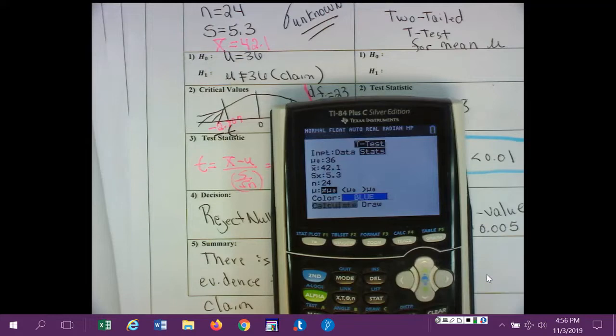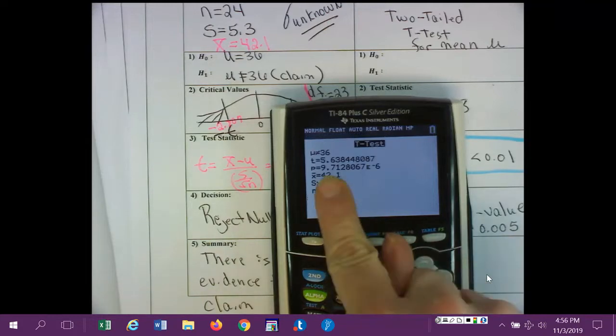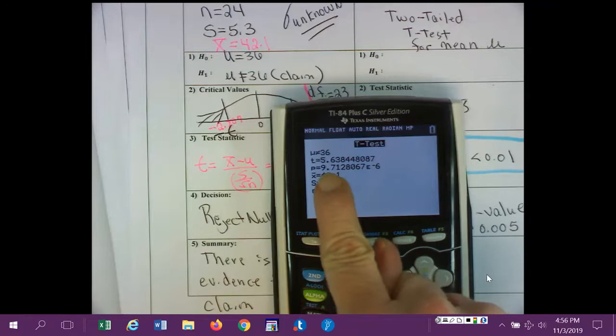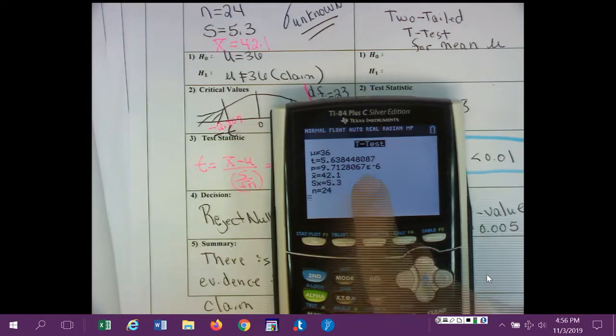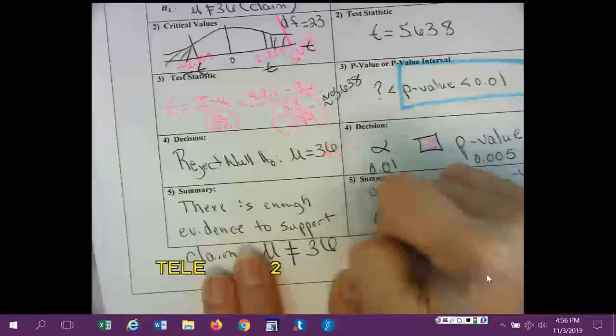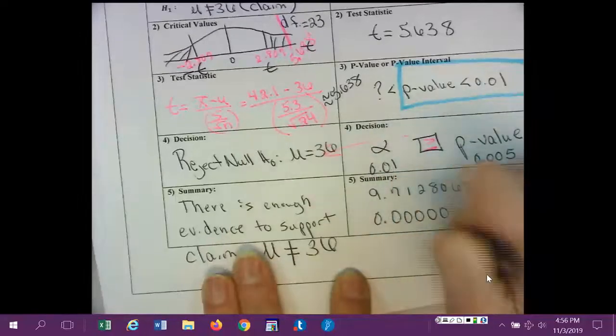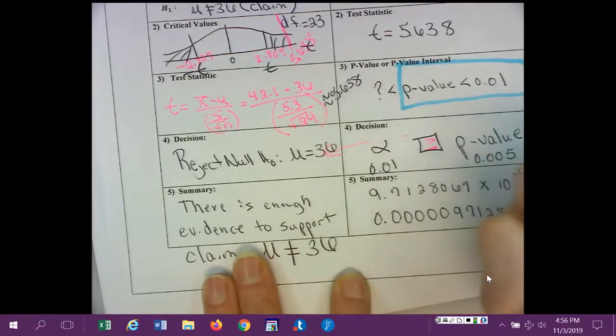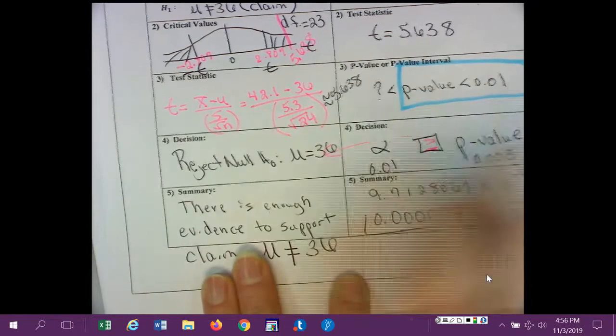And then calculate. So you have your test statistic t of 5.638, and they give a p-value of 9.7128067 times 10 to the negative 6 power. So I'm going to write that down. So you're moving that decimal to the left 6 places. So your p-value by calculator, 0.00000971280 67, is the calculated p-value.